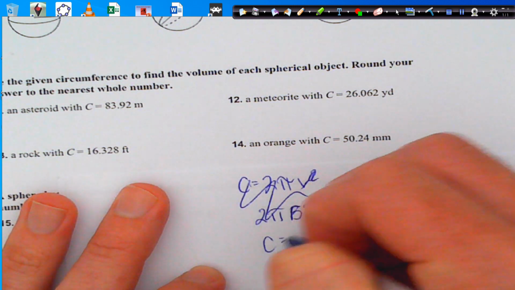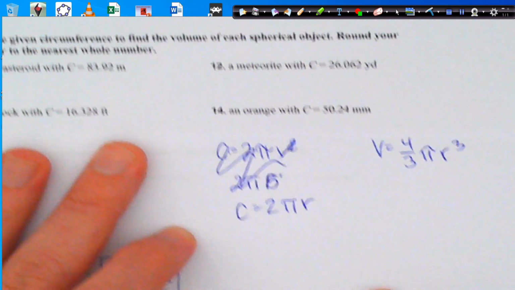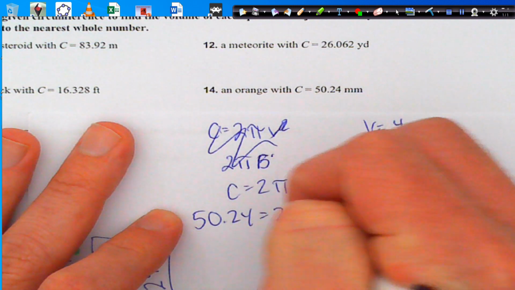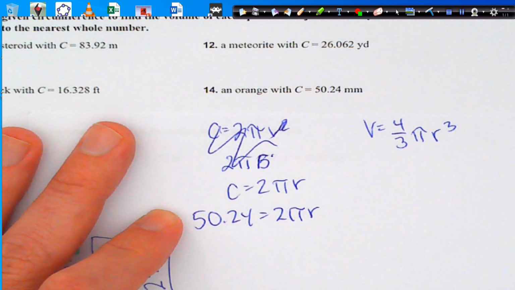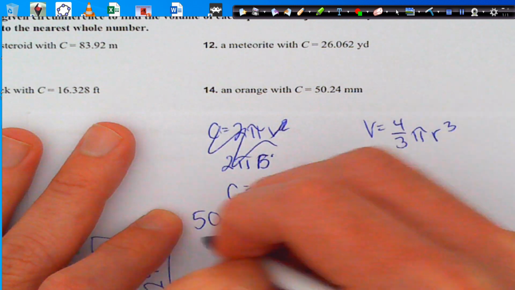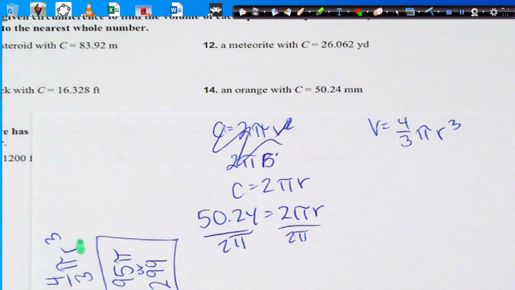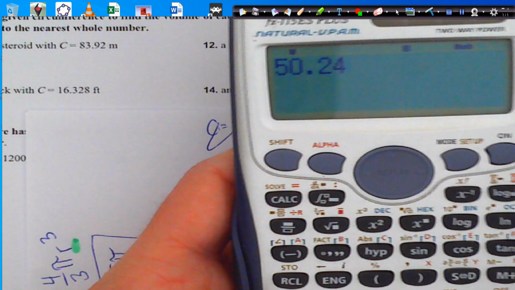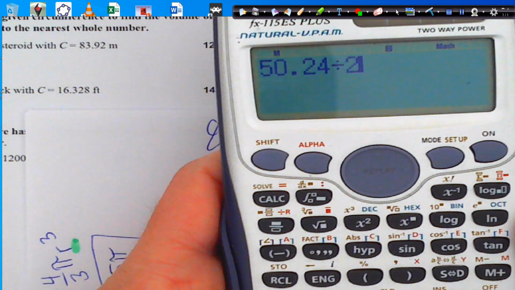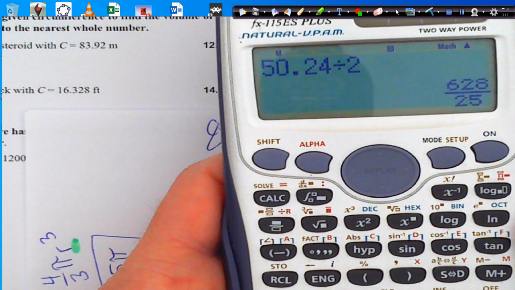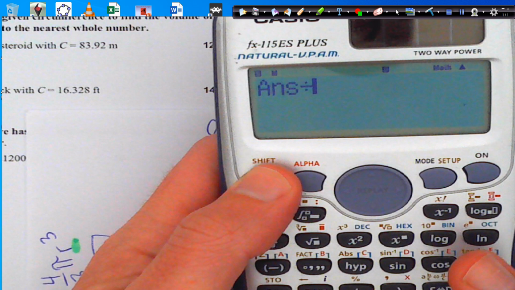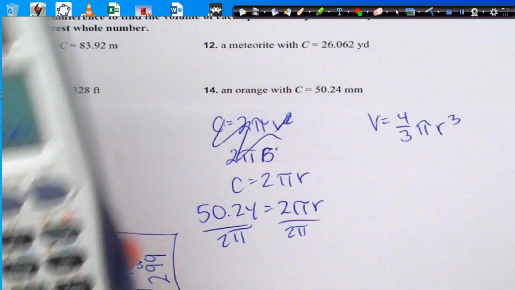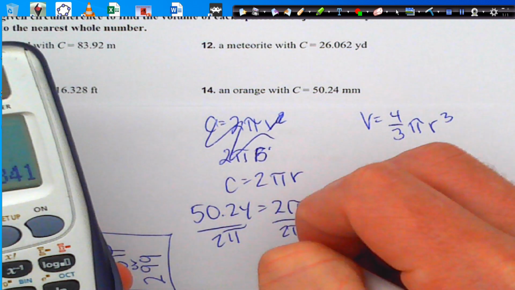Let's try that again. 2 pi r, and so instead of c is what I meant to write, 50.24 equals 2 pi r. And divide by the 2 and the pi. So this is where I bust out the calculator, and I type in a 50.24. So we got that. Divide that by 2 first, and then divide by pi. We do 2 separate stages. So I get 7.995. So approximately r is about 8.